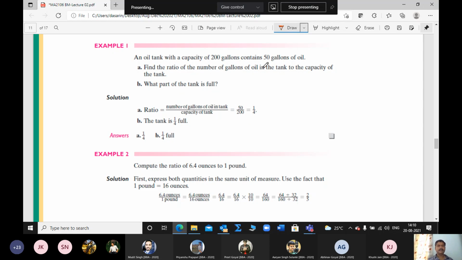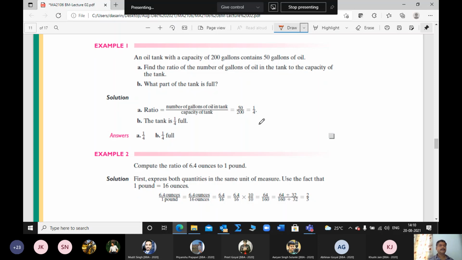Find the ratio of the number of gallons of oil in the tank, which is already filled, to the capacity: 50 divided by 200. By cancelling 0 in the numerator and denominator, we'll have 5 divided by 20. With the 5 table, it will go to 1 by 4. So the first question's answer is 1 by 4.